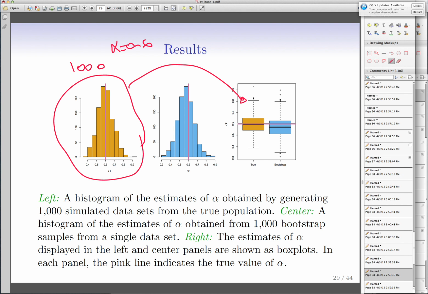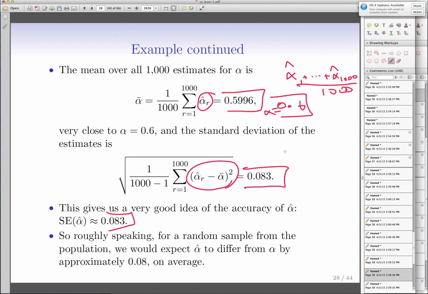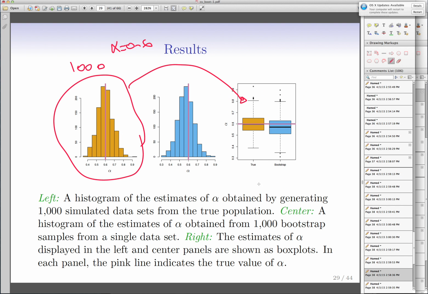It shows that it has a pretty symmetric shape. It is scattered around 0.6. 0.6 is reality, and it did a pretty good job because it was reality actually. And this standard error we estimated to be... I forgot what it was. Oh, the standard error was 0.083.